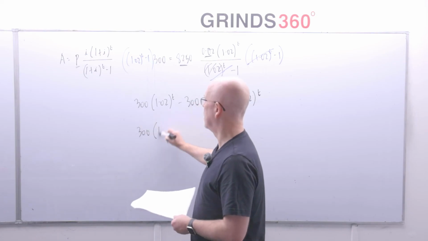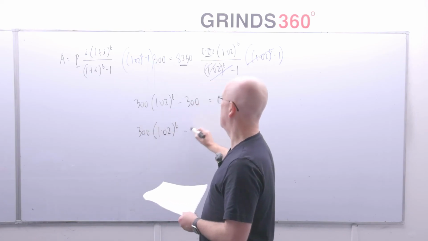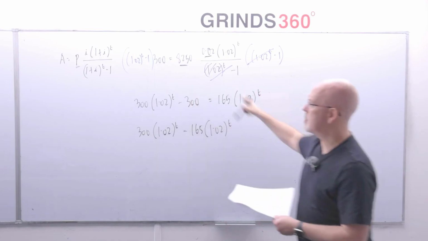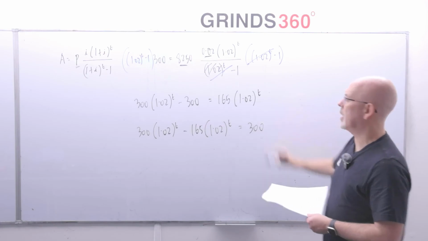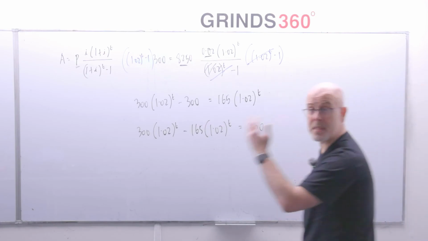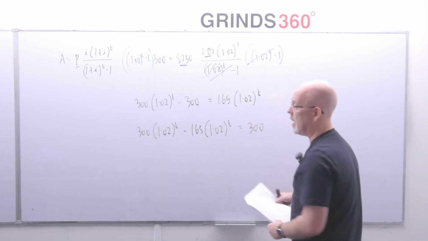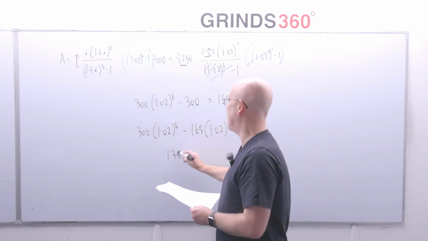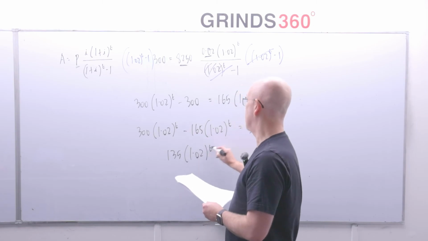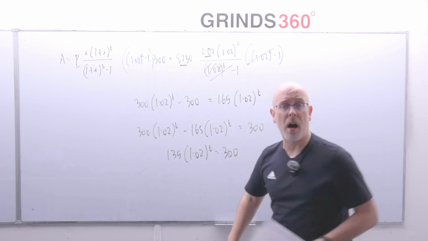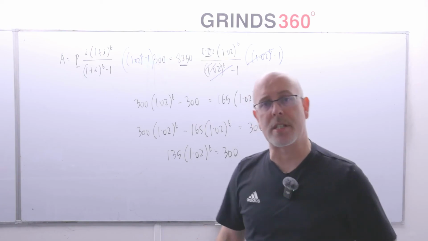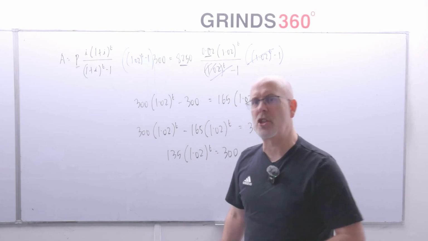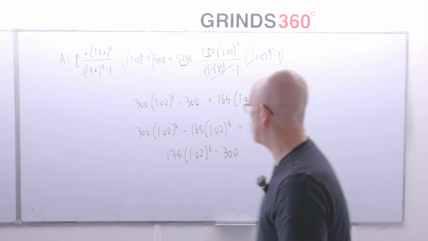So I'm bringing this across here. I get 300 times 1.02 to the power of T minus 165 times 1.02 to the power of T. And with this minus 300 over onto the right, it becomes a plus 300. You can see these are like terms, like 300x minus 165x. So 300 minus 165 is 135. So I get 135 times 1.02 to the power of T is equal to 300. That's a bog standard exponential equation to solve. We've dealt with that in grinds already, and spent a lot of time on it in our Christmas revision courses, so we should be familiar with these now.